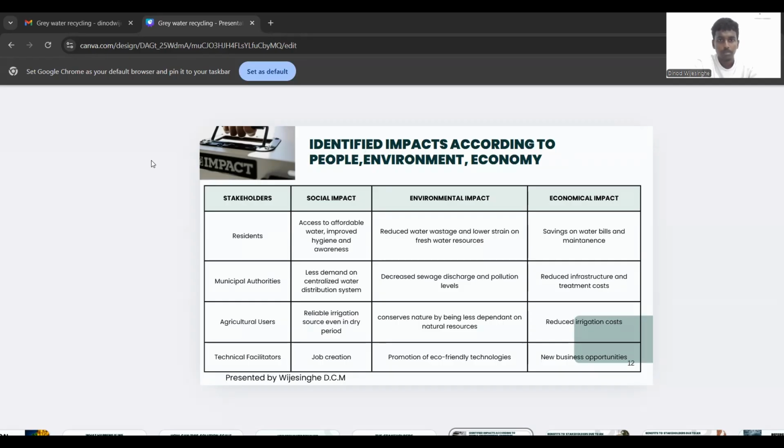Multiple authorities: less demand on the centralized water distribution system, decreased sewage discharge and pollution levels, reduced infrastructure and treatment costs. Agriculture users: a reliable irrigation source even in dry periods, conserving nature by being less dependent on natural resources, reduced irrigation costs. Technical facilitators: job creation, promotion of eco-friendly technologies, new business opportunities.